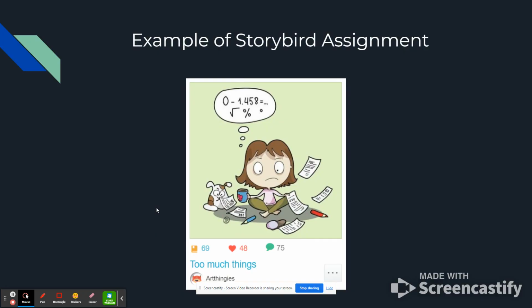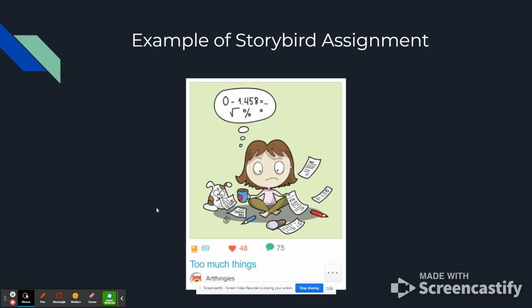Well, there are plenty of images based on math in Storybird. This is just one of them. Basically, a student and their pet is looking at their math homework and is like, I don't know what is going on. This is just confusing to me. Like, what is this nonsense?